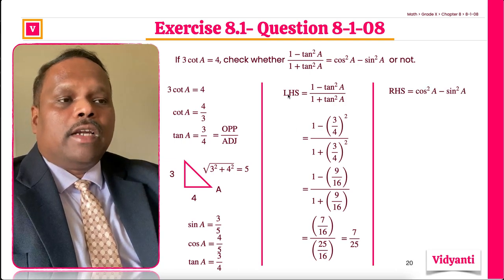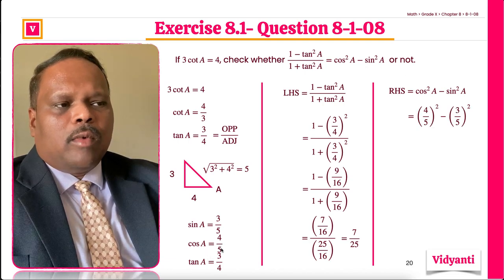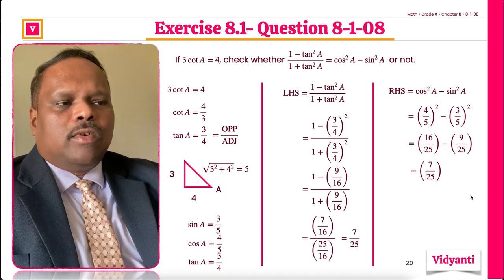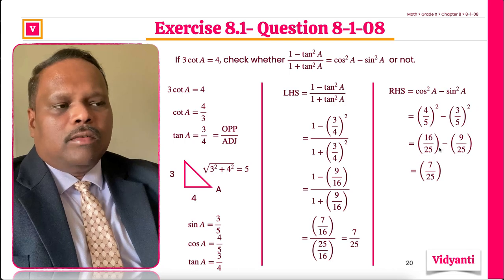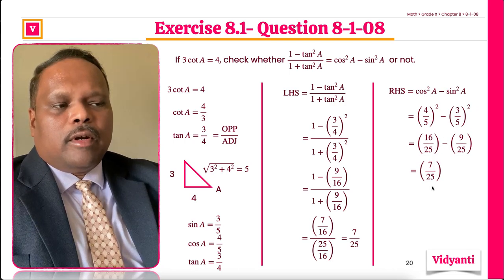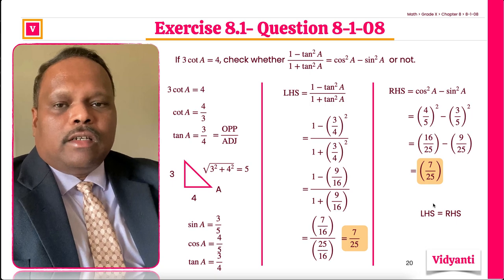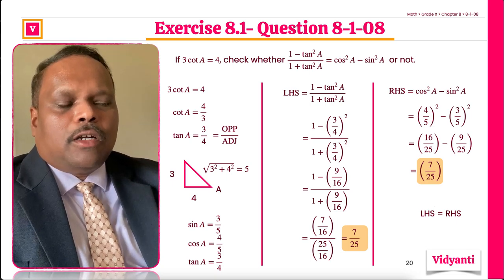Let's do that for the right hand side. Cos square A minus sin square A. Cos A I have already calculated as 4 by 5. Sin A I have calculated as 3 by 5. So, let's square them, and luckily the denominator is identical. We don't have to do the common denominator stuff. 16 minus 9 is 7. 7 divided by 25. So, this precisely matches this one. LHS equal to RHS. Boom. Our answer is solved. Again, this is not a tricky problem.